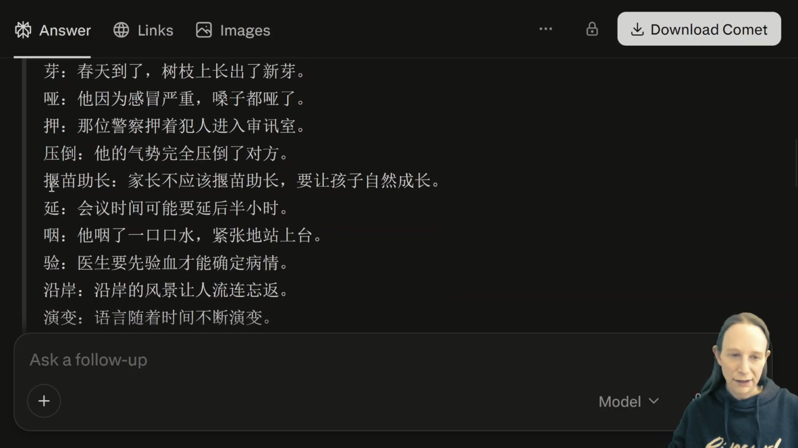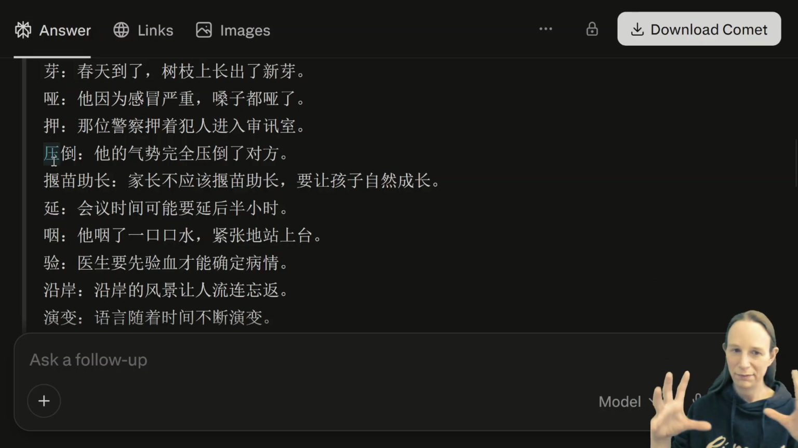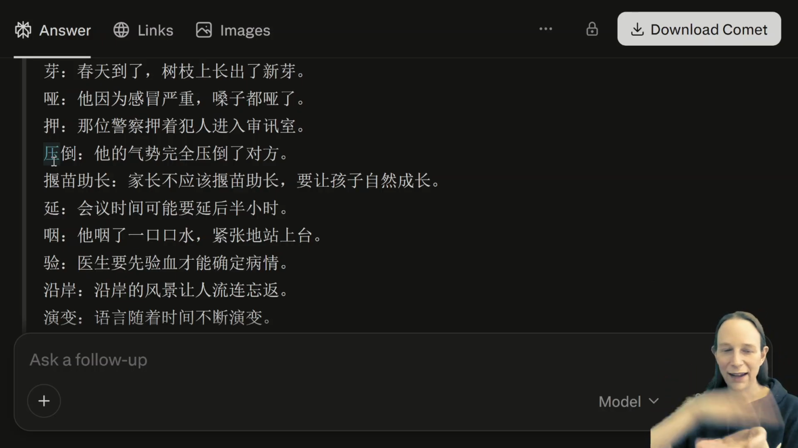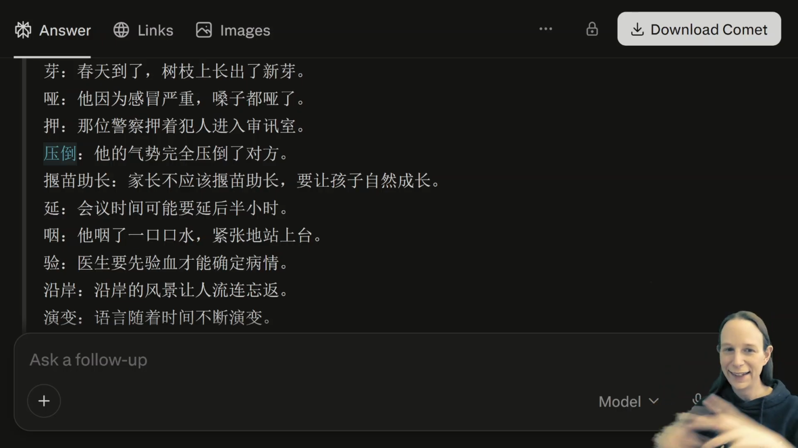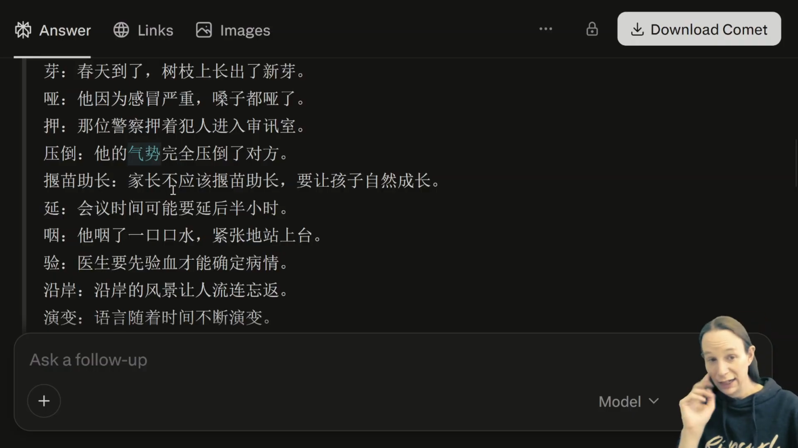压倒. Okay, so 压 means, I don't know, well, it means to compress, or squeeze, and you put pressure on something, and 倒 would be collapse. So 压倒, so you apply a force until it collapses. 他的气势完全压倒了对方. Okay, so his 气势.